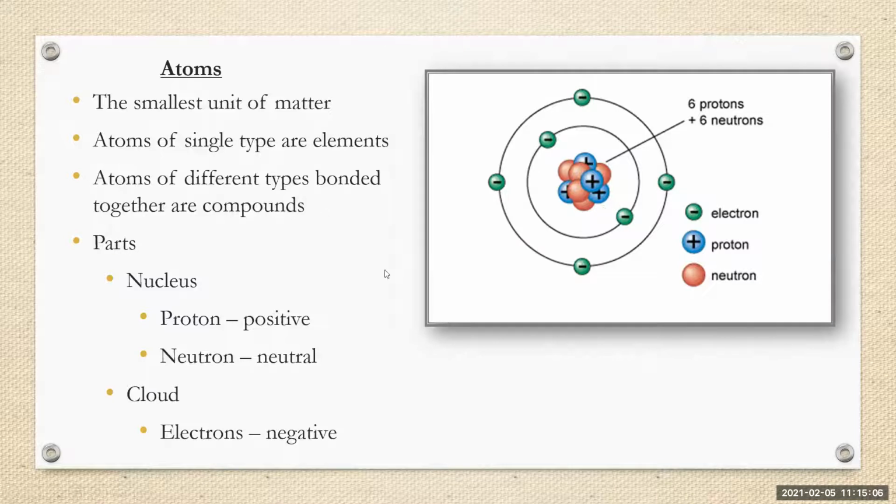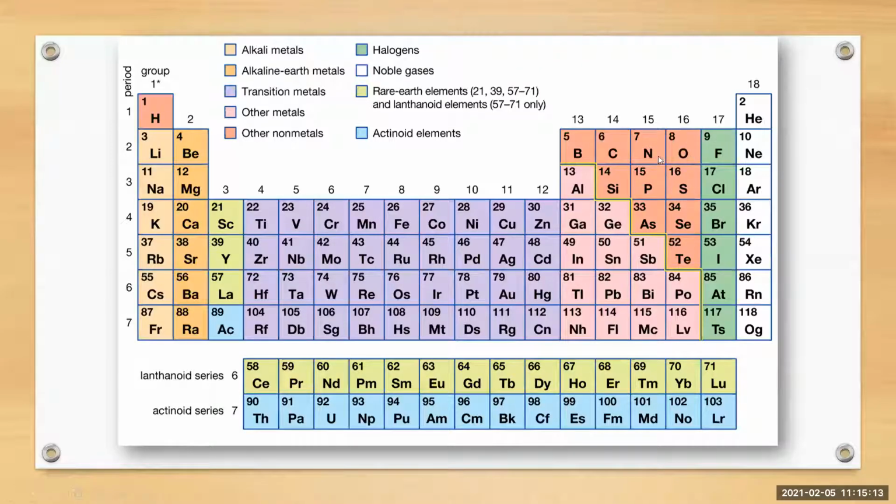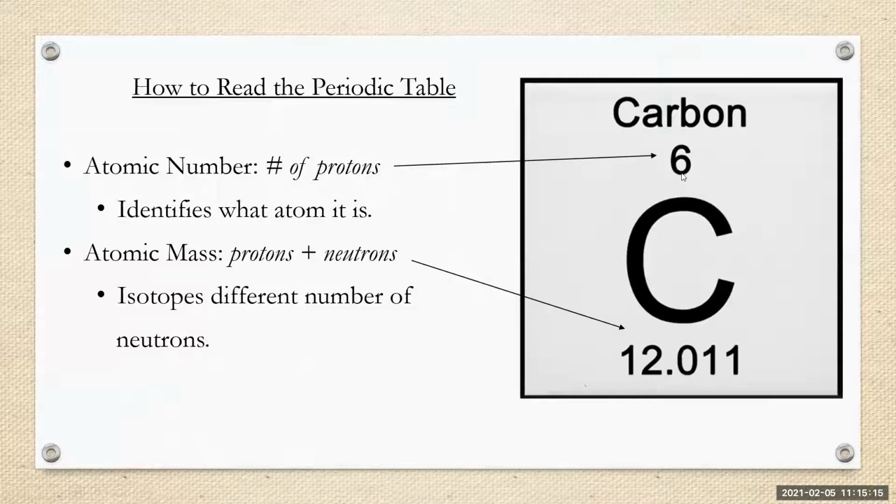So this is the periodic table you've seen like 1,000 times before. But how you actually go about reading the periodic table is that the atomic number, so carbon has an atomic number of 6, is the number of protons in that atom. So the number of protons actually identifies what type of atom it is. For instance, hydrogen has 1 proton, helium 2, and so on and so forth.